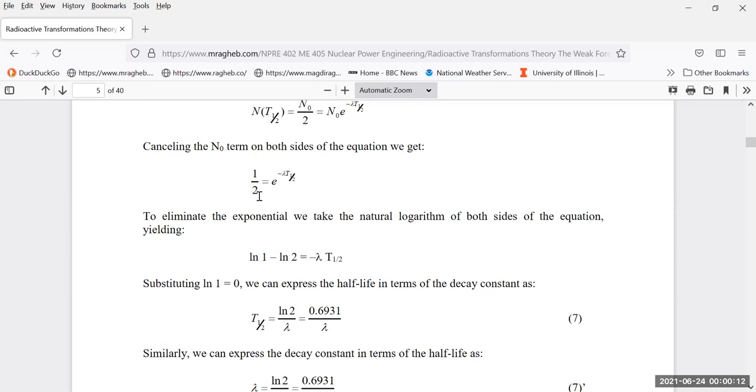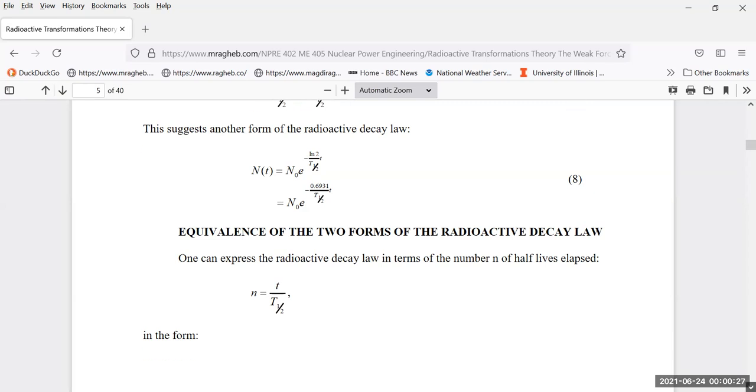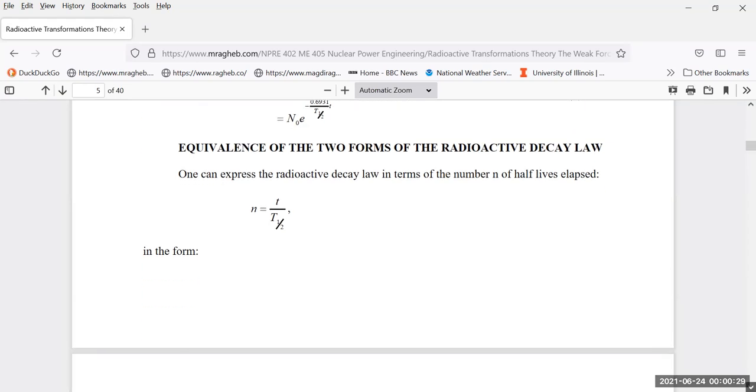In terms of the half-life, N of t is equal to N naught e to the minus natural logarithm of 2 divided by the half-life. So this is an equation that we get from differential calculus. We got an equation earlier from just the heuristic approach. They cannot be different. They are equivalent to each other.